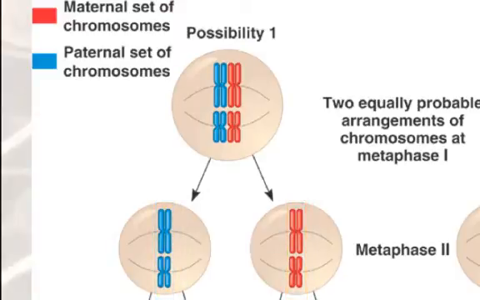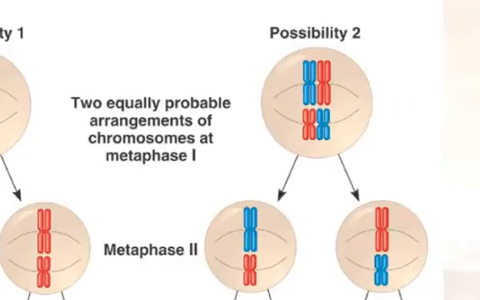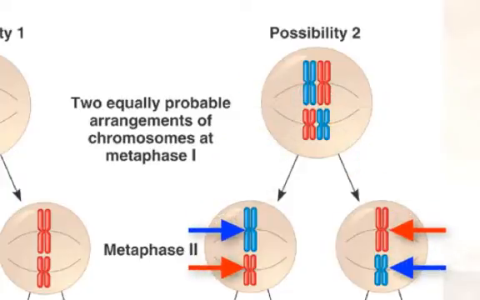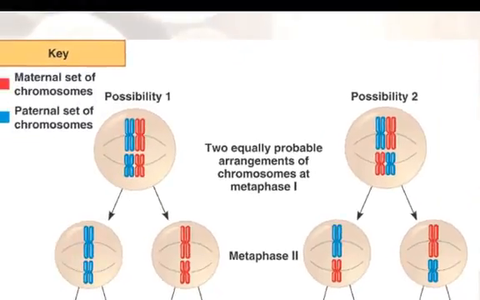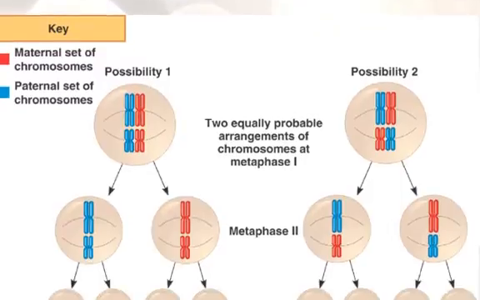However, there's a chance that the homologous pairs could have lined up this way, with the maternal and paternal alternated. When meiosis occurs, each cell can get an alternate copy of the maternal and paternal chromosomes. For each possibility, there are different outcomes after meiosis II occurs.